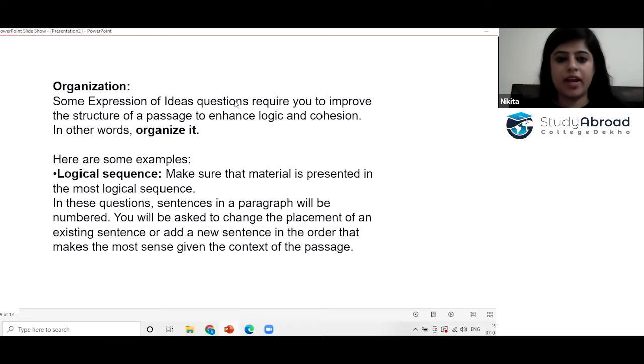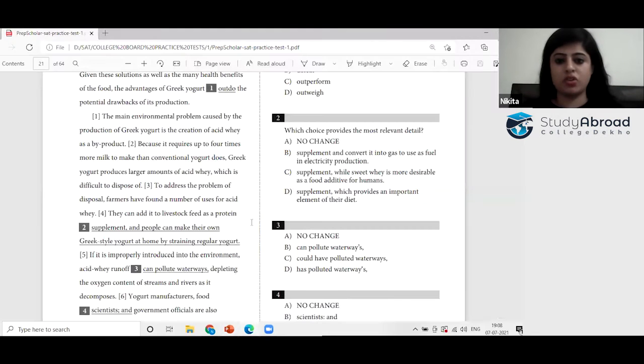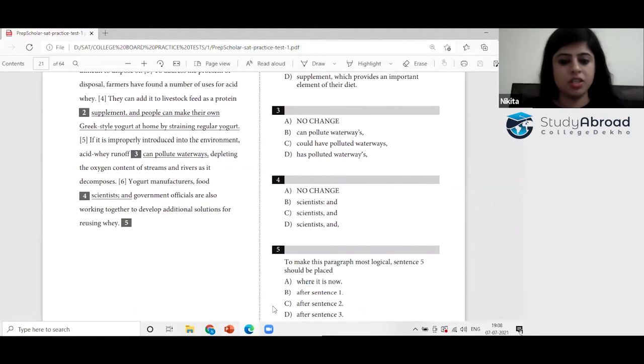Some expression of ideas questions require you to improve the structure of the passage. So it's quite transparent that if we are replacing one of the sentences, that means we are restructuring the passage to enhance logic and cohesion. In other words, organizing it. Here are some examples. Logical sequence: make sure that the material is presented in the most logical sequence. That is one of the things that we have to keep in mind. In these questions, sentences in a paragraph will be numbered and you have to change their placement. So this type of question is called an organizational question.